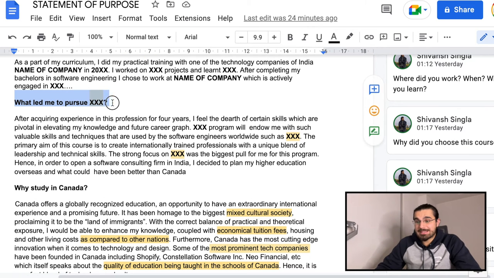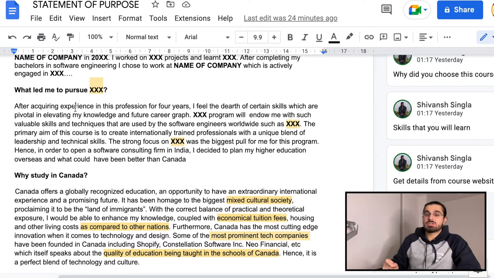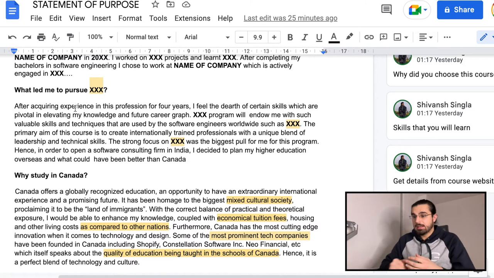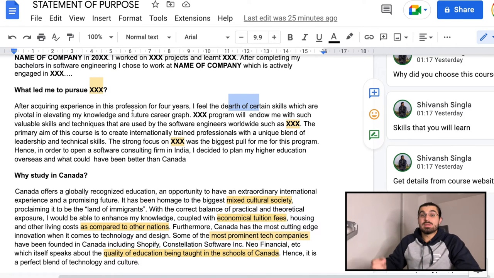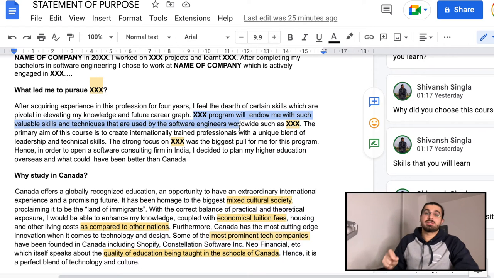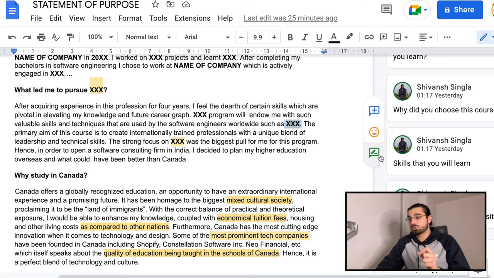All right, so this next part is extremely important. What led me to pursue this specific course? And you need to replace this with the actual course that you are opting to study in Canada. And in this paragraph, you should clearly mention why you are choosing this specific course. You should start by talking about what your current status is, that you've been working for 4 years, for example, in this case, and you feel the dearth of certain skills that you feel are missing in your life, and that are stopping you from excelling in your professional life or in your career. And then you will talk about how this specific course will solve all those problems for you. And you should clearly mention the exact skills that you will learn through this specific course.